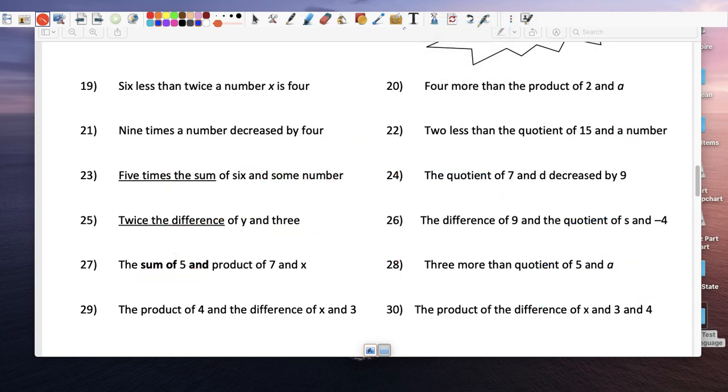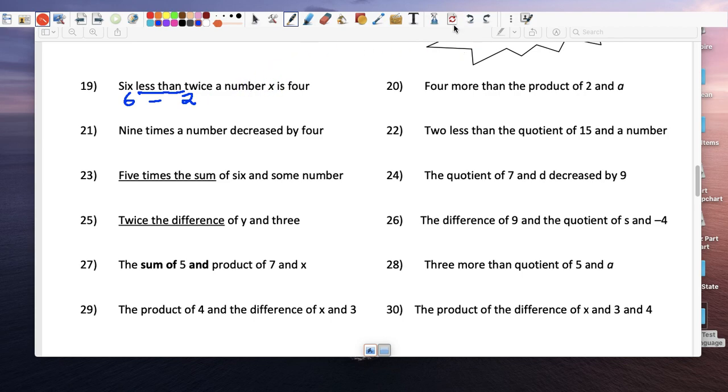Translating this. This was from class. So, 6 less than twice a number x is 4. You might want to underline "less than" and know that we have to switch positions, right? So we translate it literally. It becomes 6 less, which is subtraction, twice a number, so 2 times a number, right?